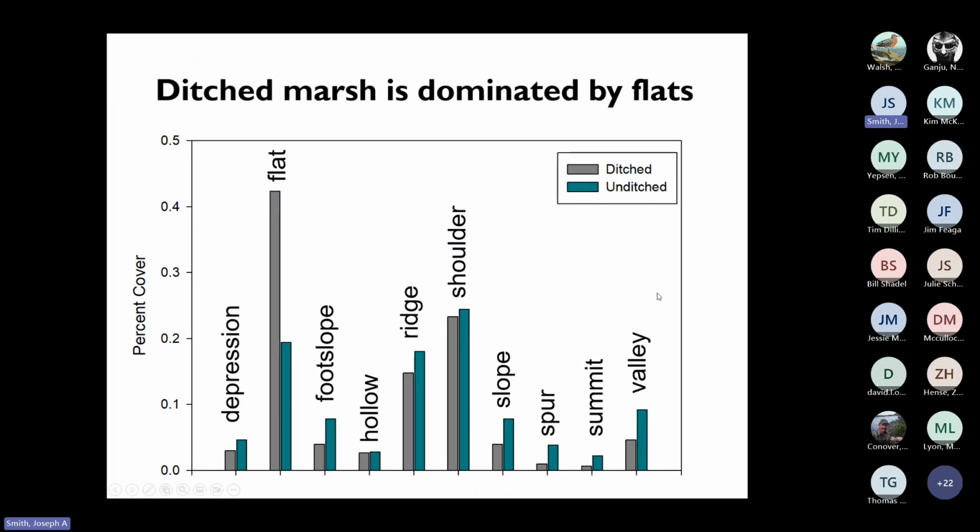Just to translate that insane map to a graph, this just shows the predominance of flats in the ditched marsh. So each of the other features is sort of penalized a little bit in the ditched marsh, and it just all adds up to more flats.